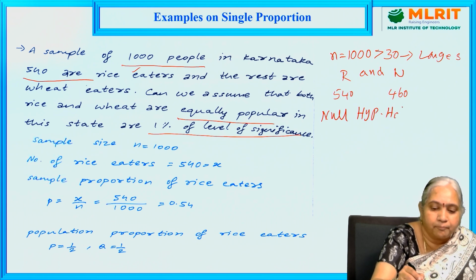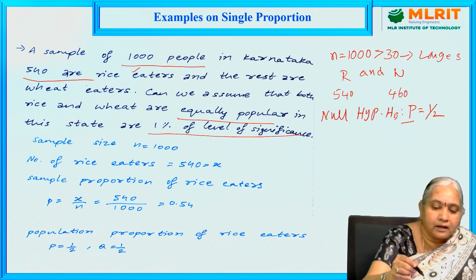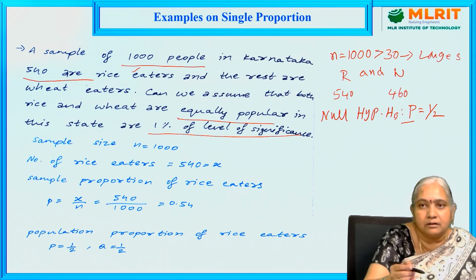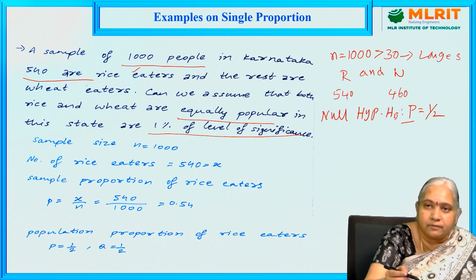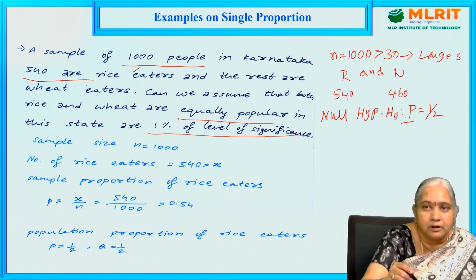H0 is capital P equal to 1 by 2. Since here capital P is, rice eaters are 50% and wheat eaters are 50%. So that's why P equal to 1 by 2 is the null hypothesis H0. That is his claim. Now whether to accept or reject this claim, we study the given sample data.